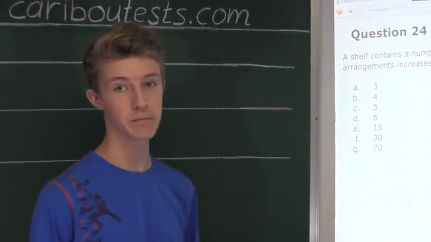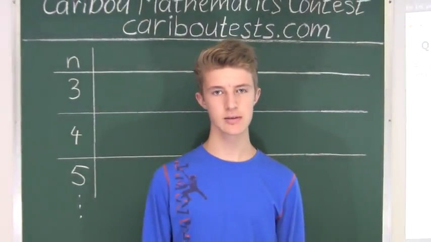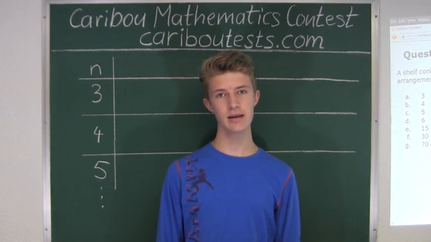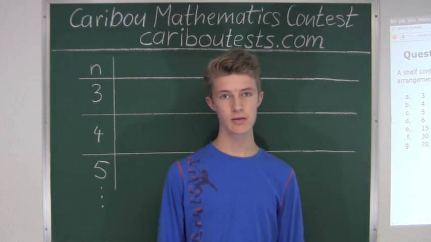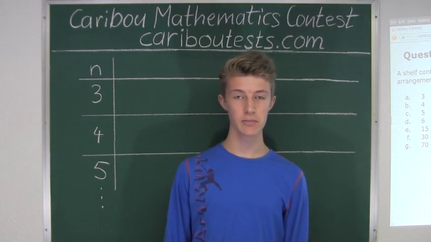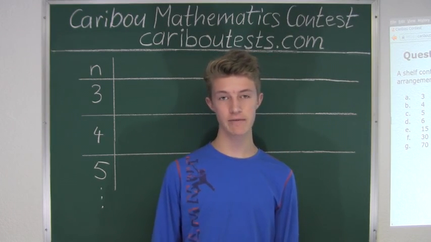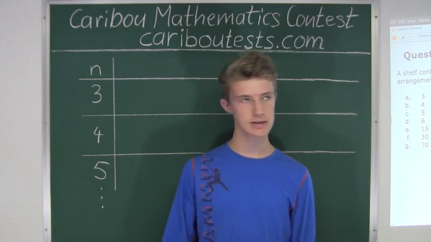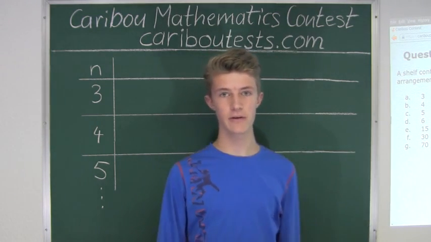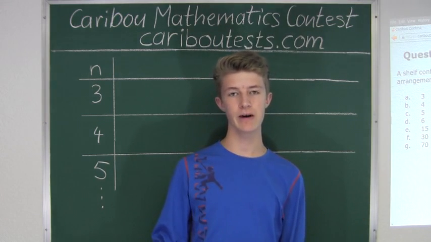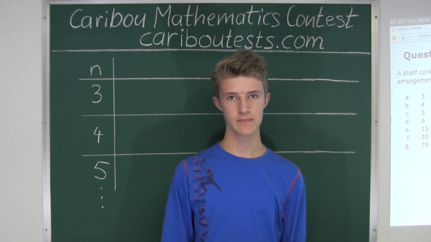So in this question, we are dealing with the number of possible arrangements. In mathematics, this is called permutations. To find the answer to this problem, we will need to find a formula for the number of permutations for a given number of books n. Then after we have that formula, we can substitute in, say, 3, 4, 5, the possible answers, into that formula to find the number of permutations.